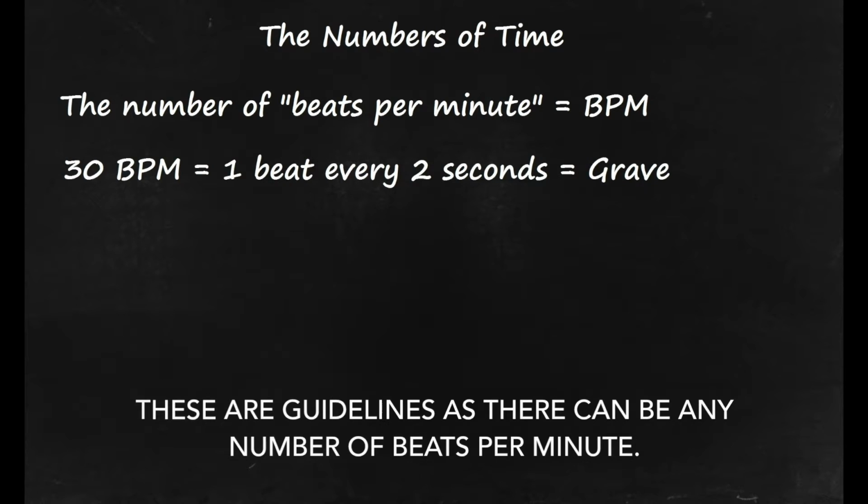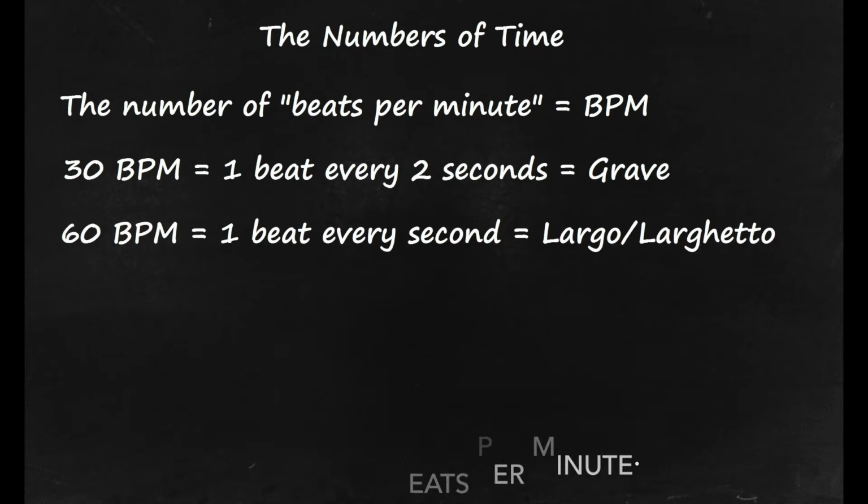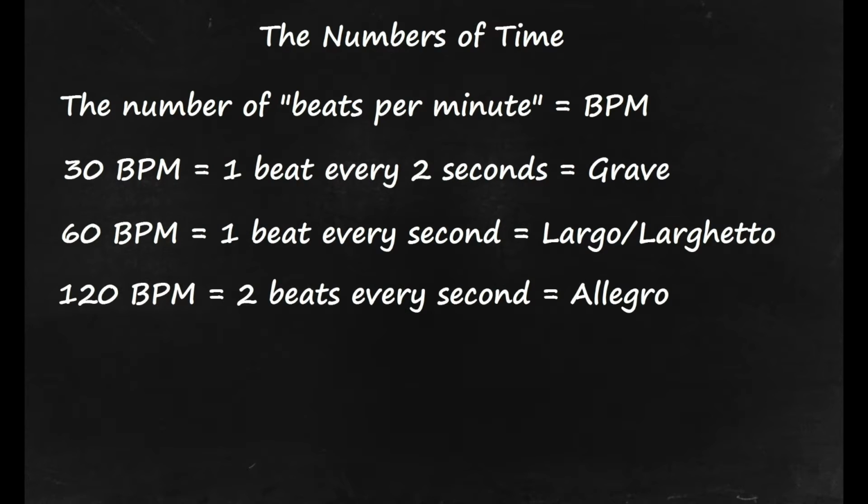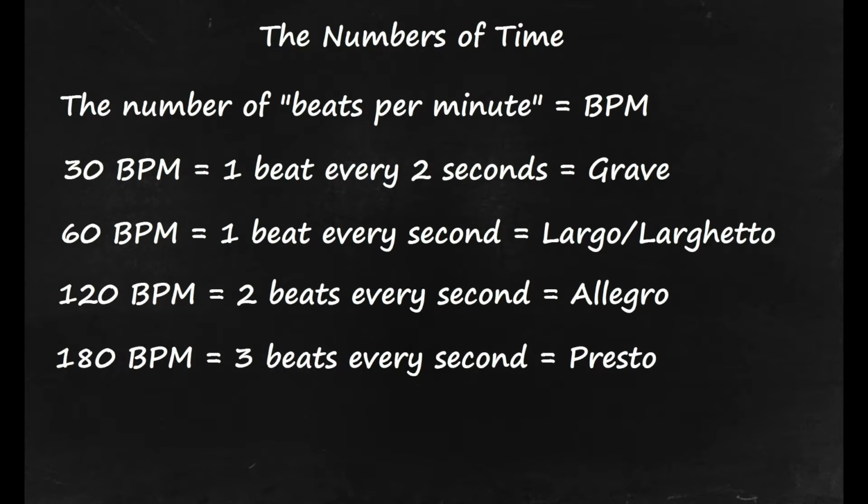30 beats per minute equates to 1 beat every 2 seconds. 60 beats per minute equates to 1 beat every second. 120 beats per minute will equate to 2 beats every second, and 180 beats per minute equates to 3 beats every second.